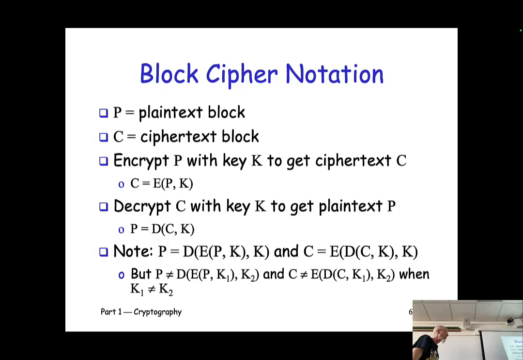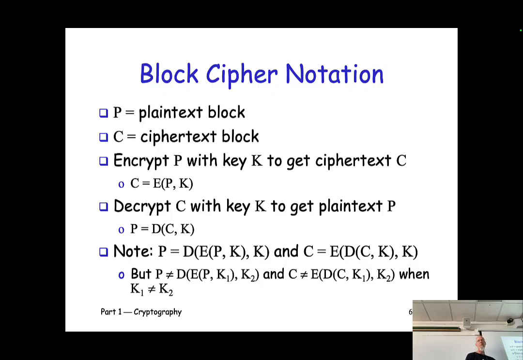Okay, so we do need some notation for block ciphers. So we'll use capital P to represent a plain text block. It depends on the cipher. Those block sizes can be different for different ciphers. Ciphertext blocks are always the same size as plain text blocks in all ciphers we consider. We will use this capital E to represent encryption. So we encrypt a plain text block given a particular key, and we get ciphertext.